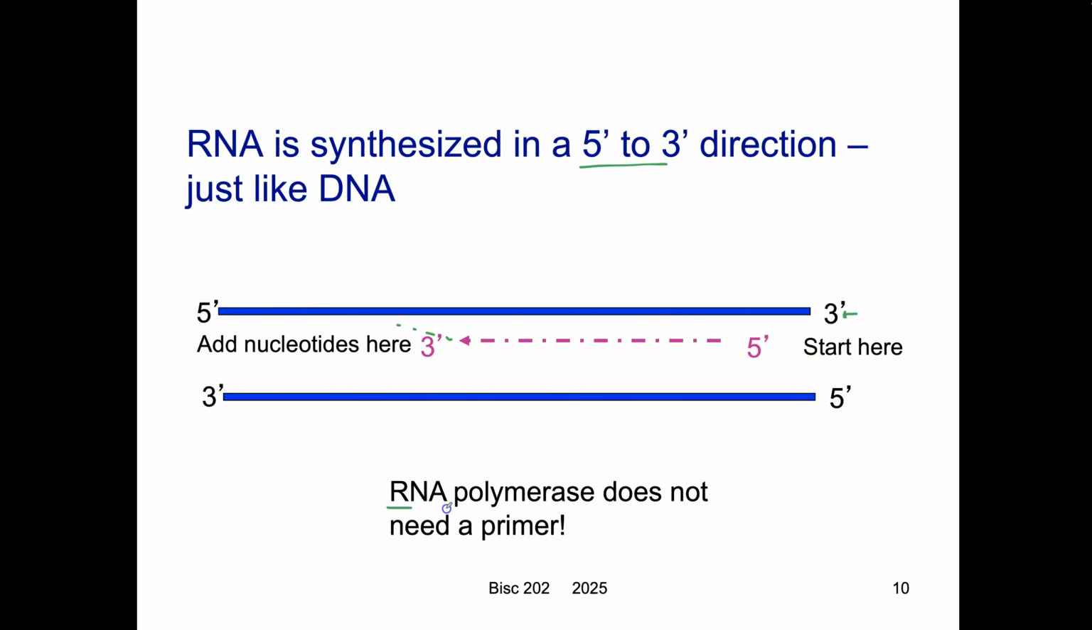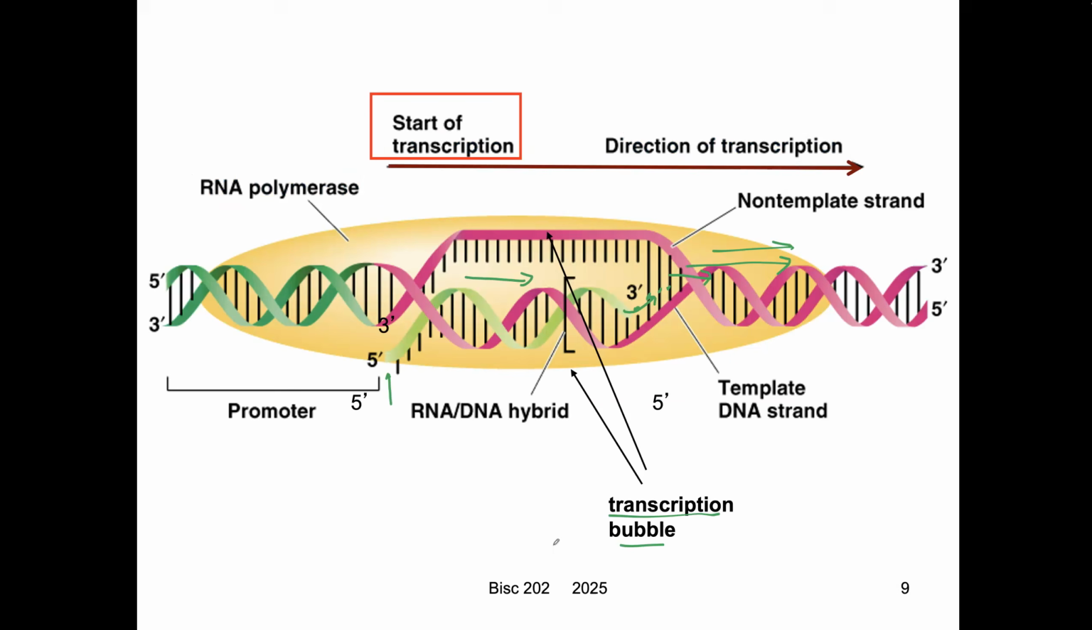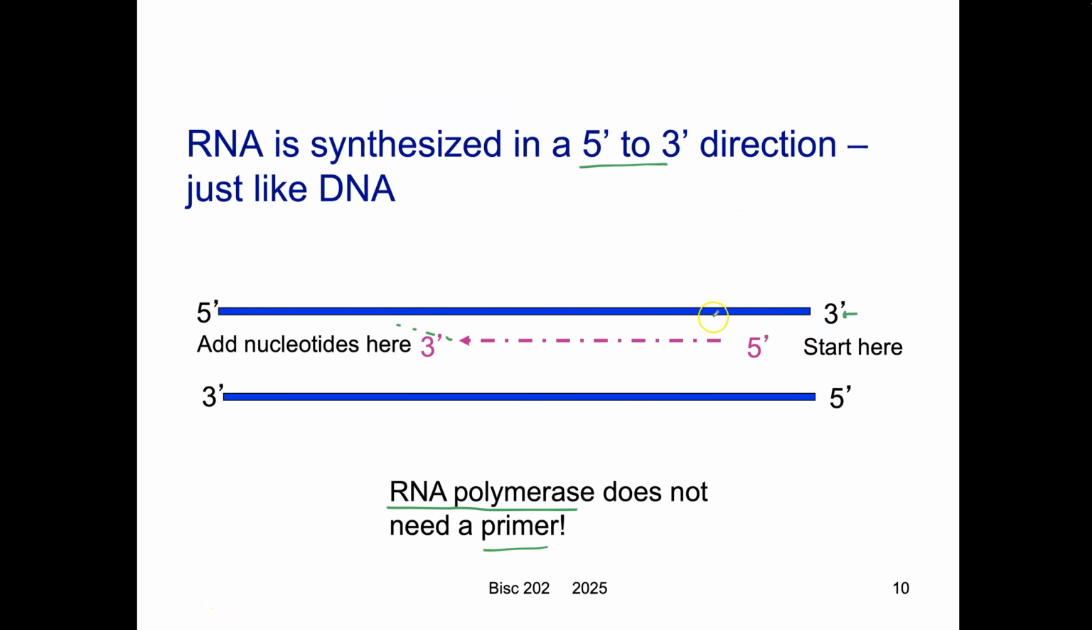Now, RNA polymerase, unlike DNA polymerases, needs no primer. The RNA can be made de novo. De novo means newly or by itself. It means you don't need something pre-existing to add nucleotides onto. The enzyme can be here, and it can just start making RNA that's complementary to the DNA strand on the template side.